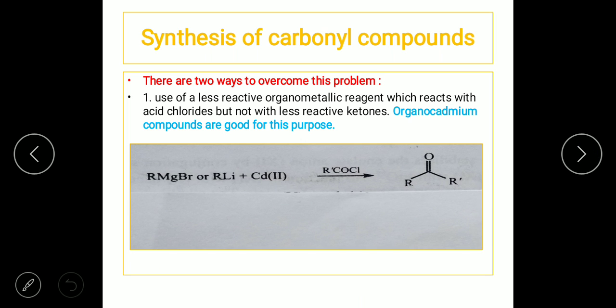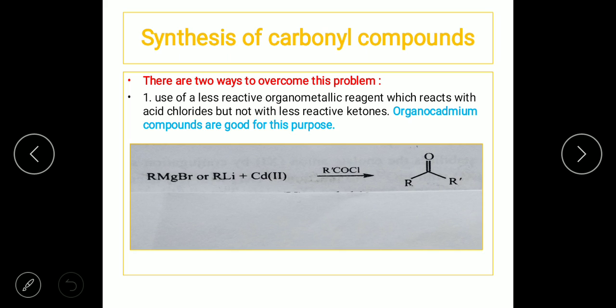There are two ways to overcome this problem. First one, use of a less reactive organometallic reagent which reacts with acid chloride but not with less reactive ketones. So for this, we are going to make use of organocadmium compounds, which are very good materials for the formation of the ketones.